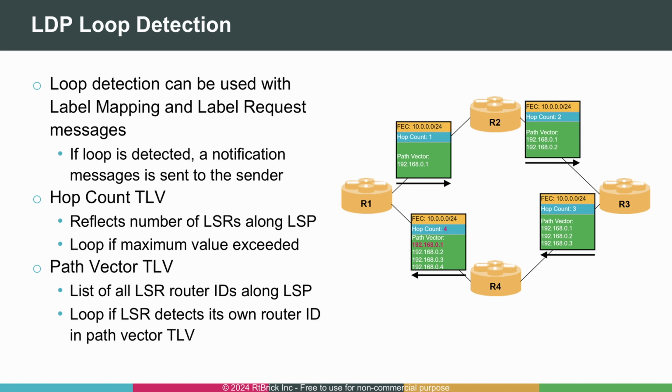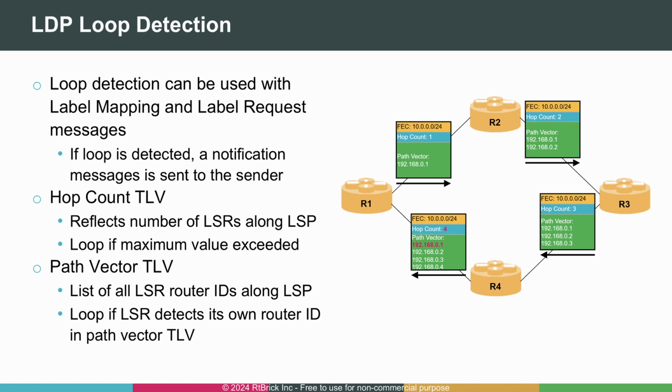LDP also implements loop prevention mechanisms at the control plane level. One method uses the optional hop count TLV in label mapping and label request messages. The hop count tracks the number of LSRs a label mapping has traversed. A maximum hop count can be configured. If this value is exceeded, the message is considered part of a loop.